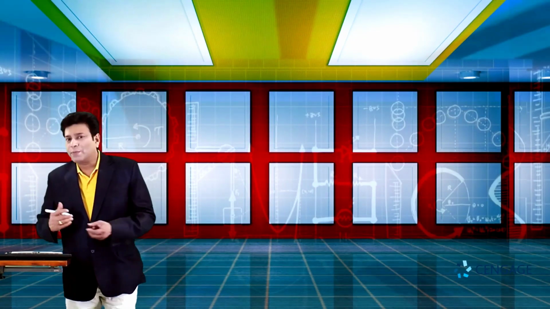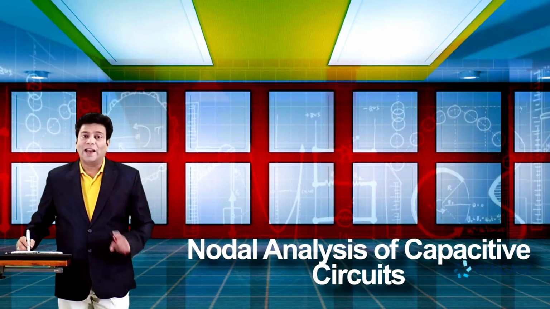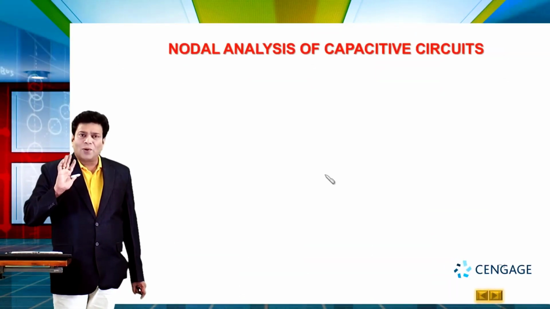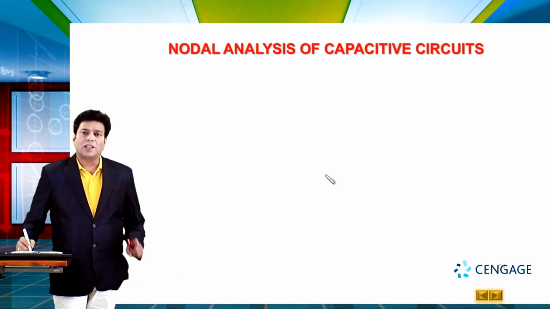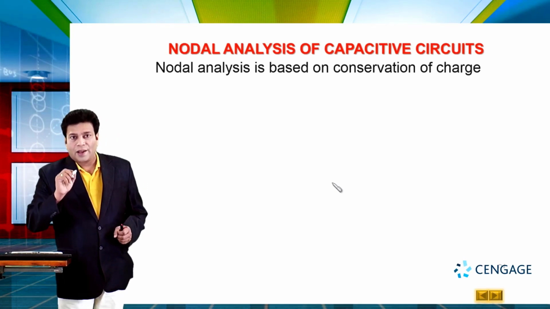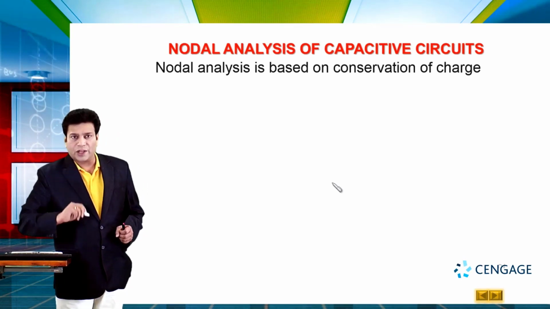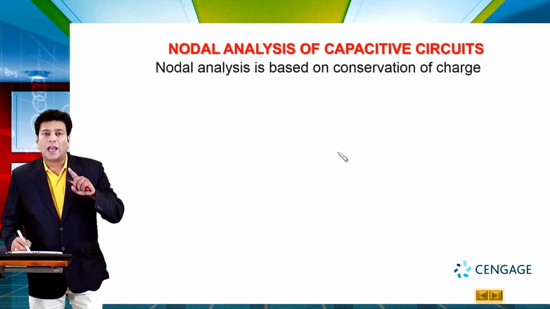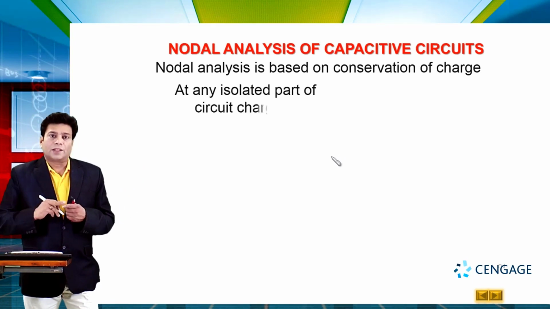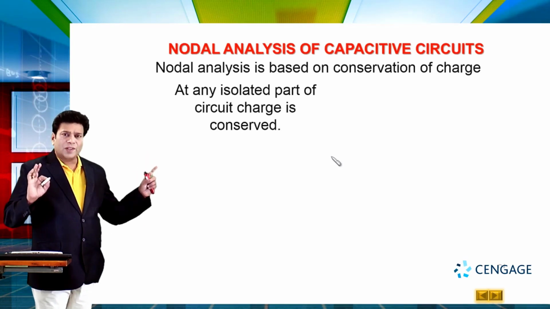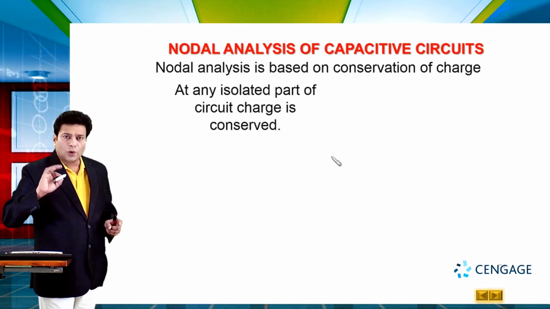For avoiding the lengthy process, there is a very smart method, that is the nodal method of analysis of the capacitor circuit. Let us learn this method. In fact, nodal analysis is based on conservation of charge. We learn in Kirchhoff's junction rule, incoming charge should be equal to outgoing charge. So in nodal analysis, we can say for any isolated region, the circuit charge should be conserved. So let us first learn the meaning of the isolated region.